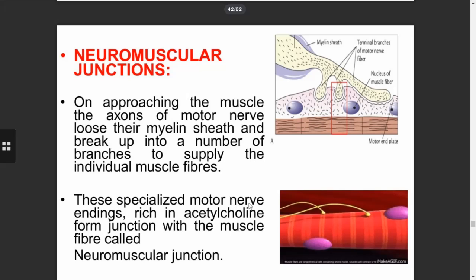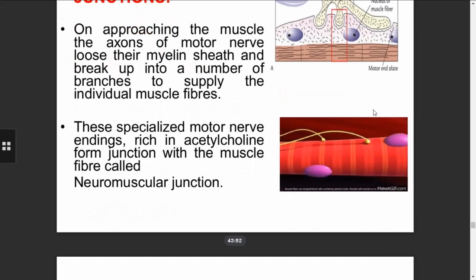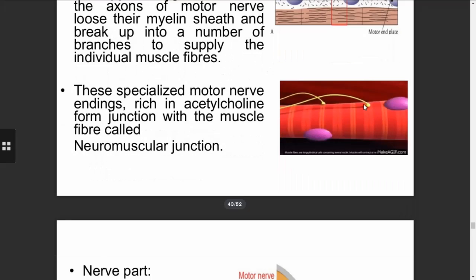These specialized motor nerve endings release acetylcholine. This acetylcholine will attach to the receptors present on the muscle here. This will cause the contraction of a muscle. It will elicit the action potential of the muscle.